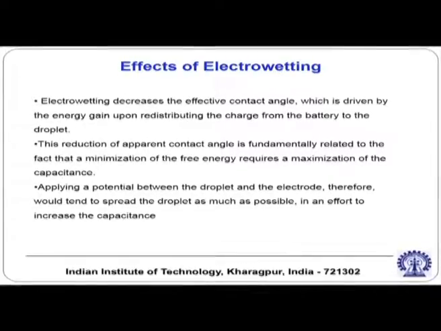Electrowetting from an energetics point of view can be described by the following points also. Electrowetting decreases the effective contact angle, which is driven by the energy gain upon redistributing the charge from the battery to the droplet. This reduction of apparent contact angle is fundamentally related to the fact that a minimization of the free energy requires a maximization of the capacitance.